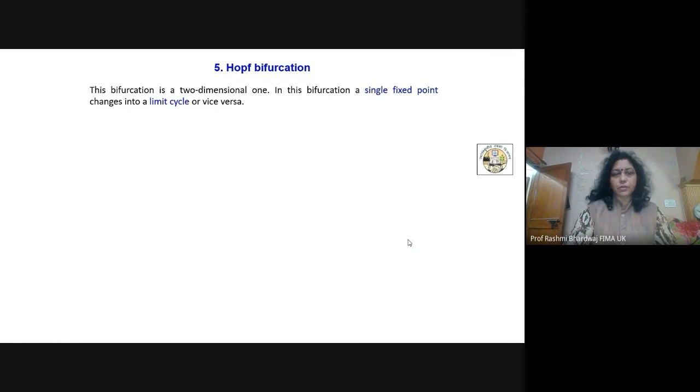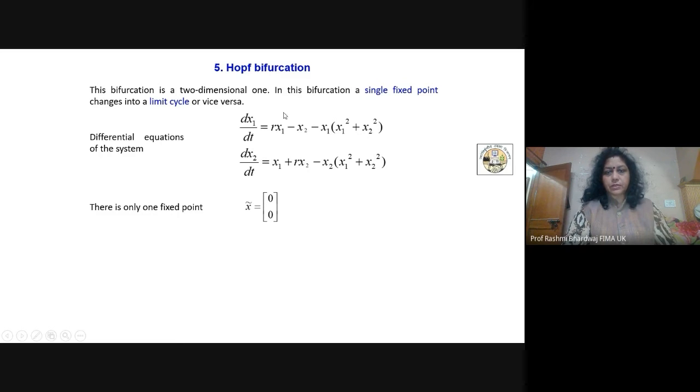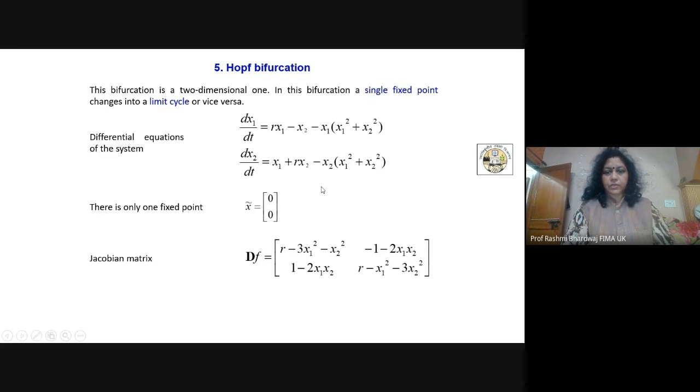This is very important because most of the cases are governed by this equation. So it is a two-dimensional one. And in this case, a single fixed point changes into a limit cycle or vice versa. Suppose you have this type of example. And if you have to find the fixed point, you are getting the origin, 0, 0. Now we have to check its value. So it is r minus 3x1 square minus x2 square. And another one is -1 minus 2x1 x2. Same way here, 1 minus 2x1 x2. And this one is r minus x1 square minus 3x2 square. So this is the Jacobian matrix. Now at this point, x1 is 0 and x2 is 0. So it is simply r minus 1, 1 minus r. So you are getting this matrix.